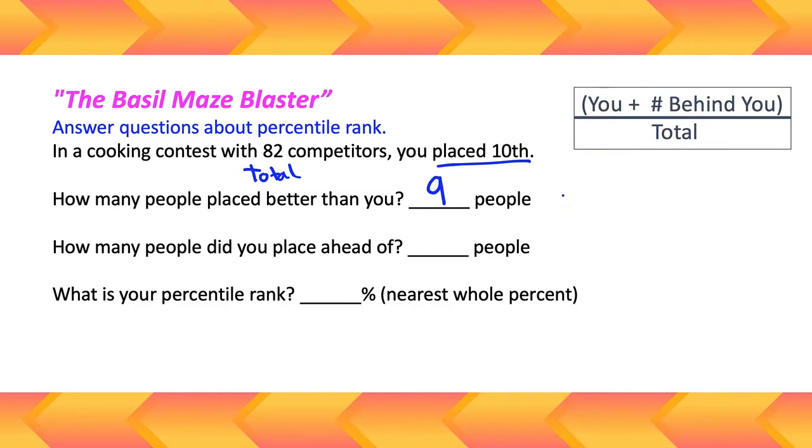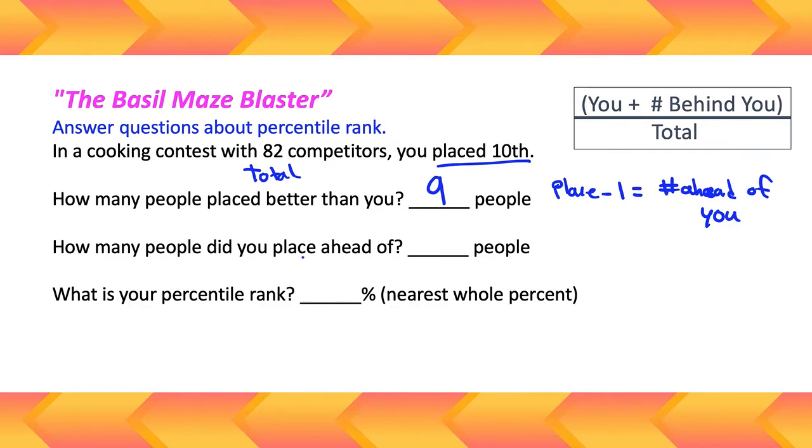So how do you find the better than yous? Easy. You take your place minus 1, and that's going to give you the number ahead of you. So that might be a good number to use. We'll use that here in a second. Ahead of you. All right, cool.